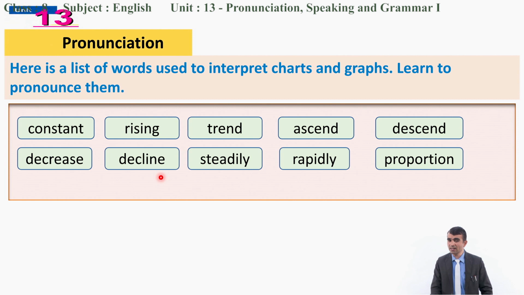Good. Listen to it again. Decline. Good. That is the way. Similarly, next word is S-T-E-A-D-I-L-Y. How do you pronounce? Okay, let's listen to it and compare whether your pronunciation is similar to it or not. Steadily. Again. Good. Now let's listen to it again. Steadily. Is it?